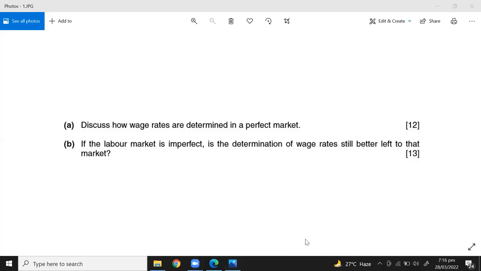Discuss how wages are determined in a perfect market for 12 marks. Then the B part to this is, if the labor market is imperfect, is the determination of wage rate still better left to that market? Okay, now let's get started here, right?